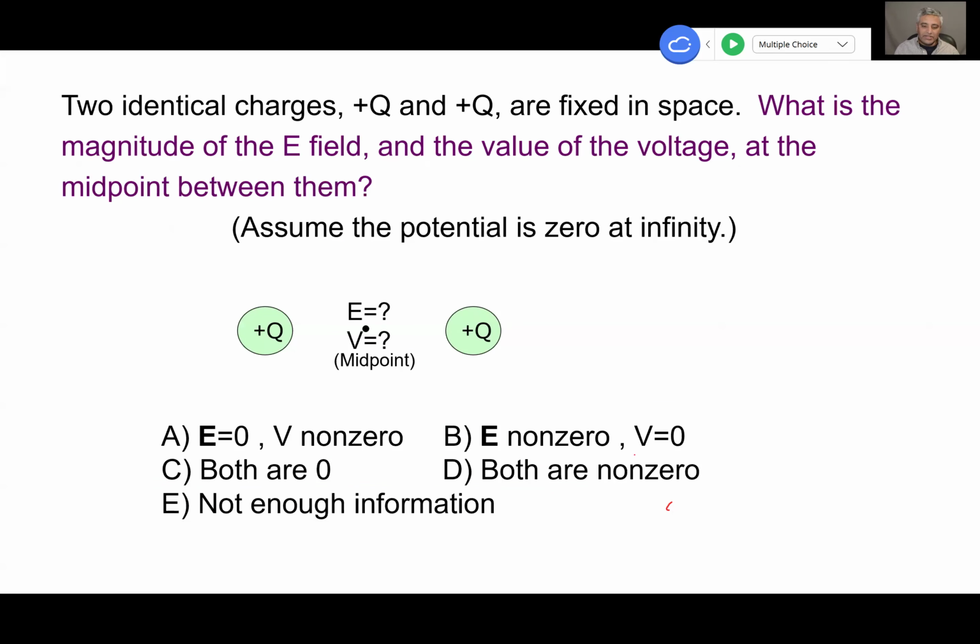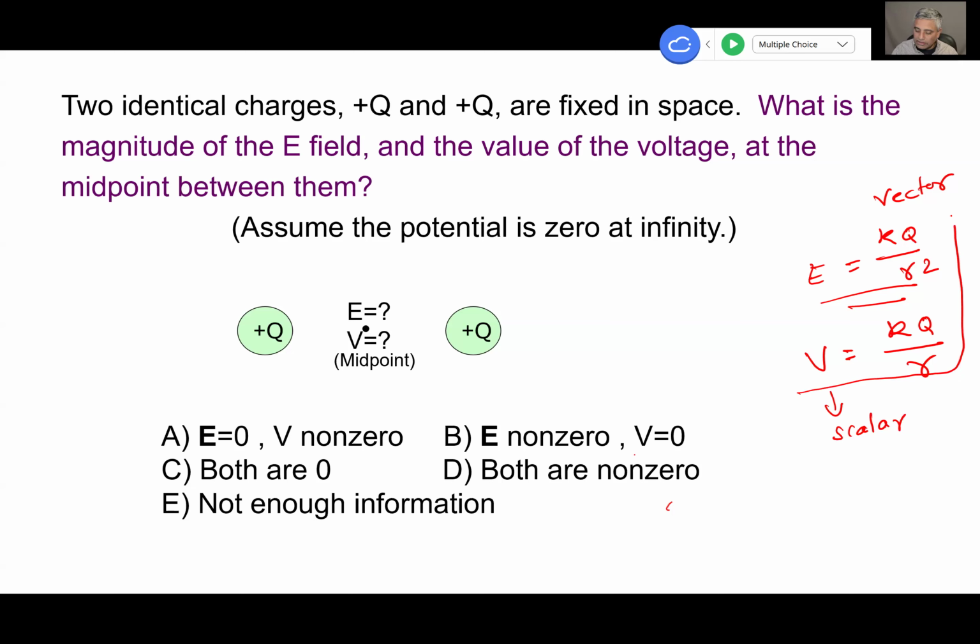So now here is a question related to potential and field, right? Remember, field is like a potential, but it has an r squared in it, and it is a vector. And potential is a scalar. Did you notice any difference between these 2 formulas? It's easy to miss. One has r squared in the denominator, another one has just r.